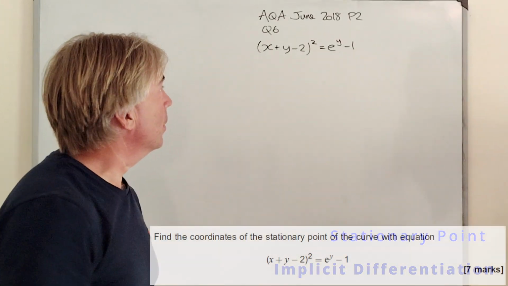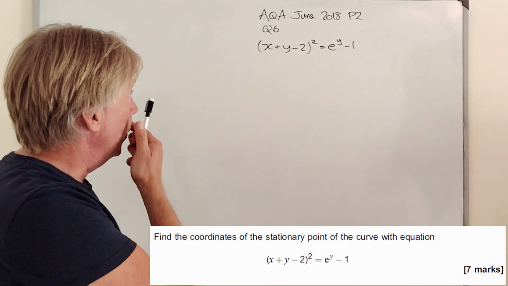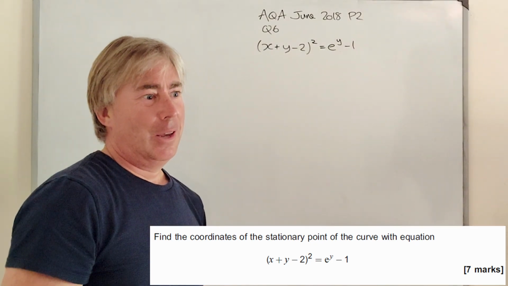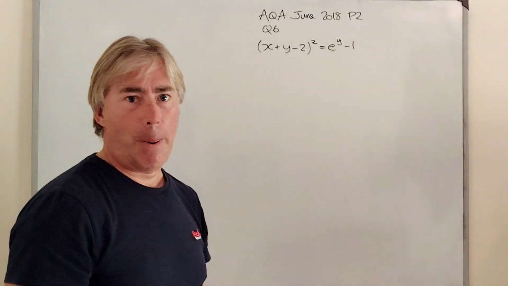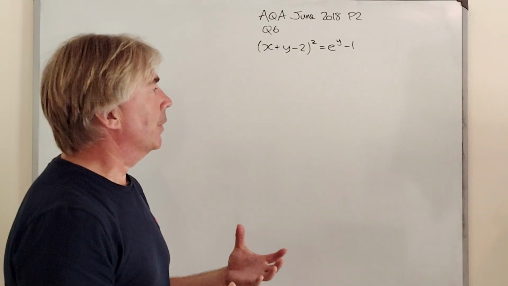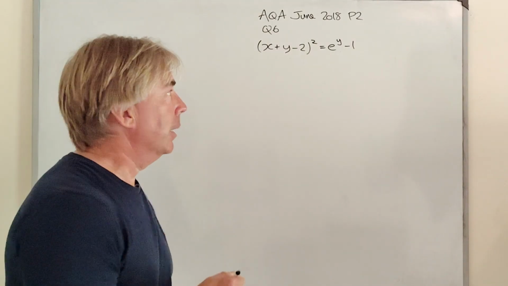I've been trawling through some past papers. I got to AQA June 2018 paper 2, and question 6 stood out as something that really needed addressing. It was a nasty looking question. It's finding the stationary point of this unpleasant looking function. It has an implicit element to it, i.e. we're going to have to differentiate this implicitly.